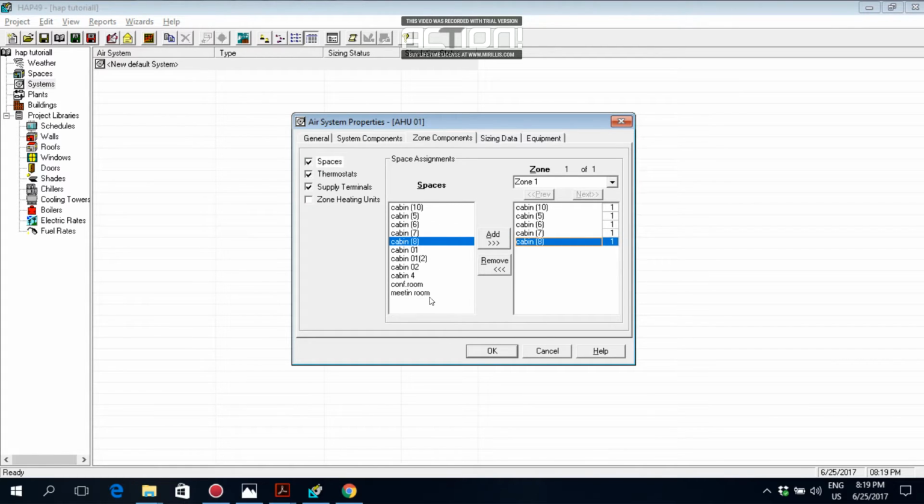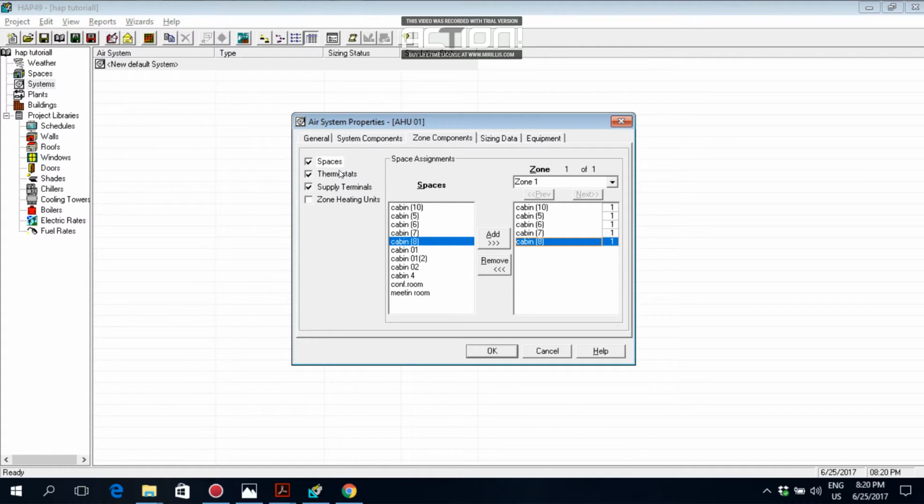If I enter the whole set of spaces, the load will be more. If I enter fewer spaces, the load will be less. As we agreed before, we are going to assign only half of the rooms to this air handling unit. That's why I'm just adding these. In the second system which I'm going to create, I will add the remaining half. So let's agree. Now here we have just added these 5 spaces.